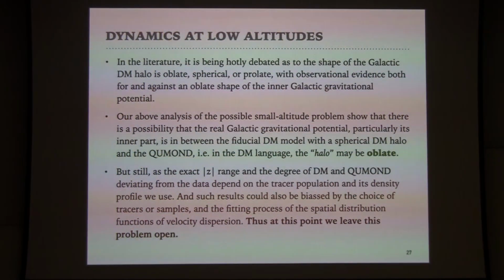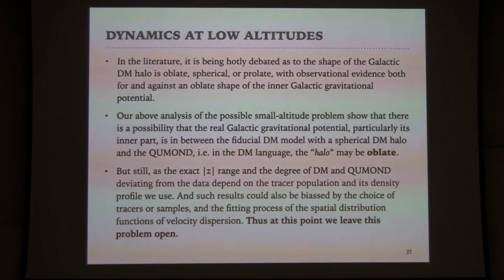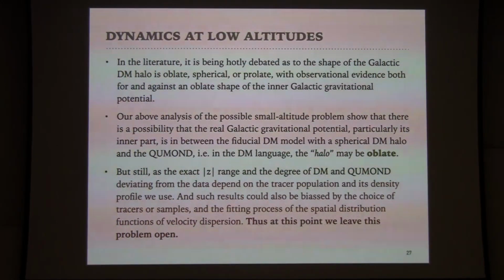However, we must remember that at low altitude, the extent of dark matter and Q-MOND deviating from data depends on the tracer population and its density profile. The choice of tracers, samples, and the spatial distribution of these tracers could also include some bias. So at this point, we consider this question as still open for further investigation.